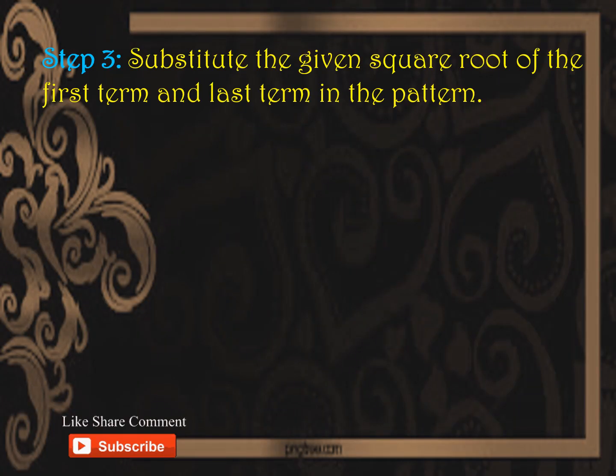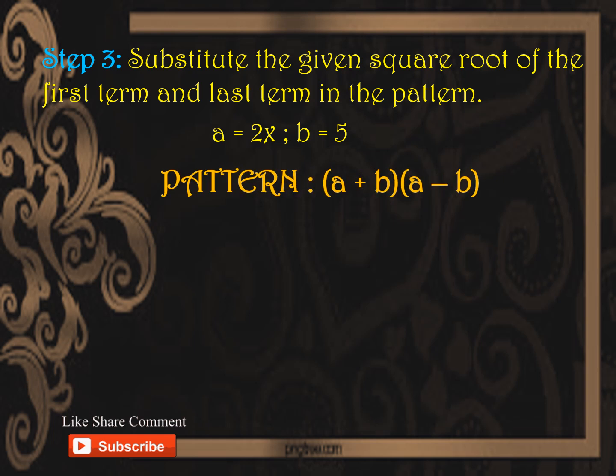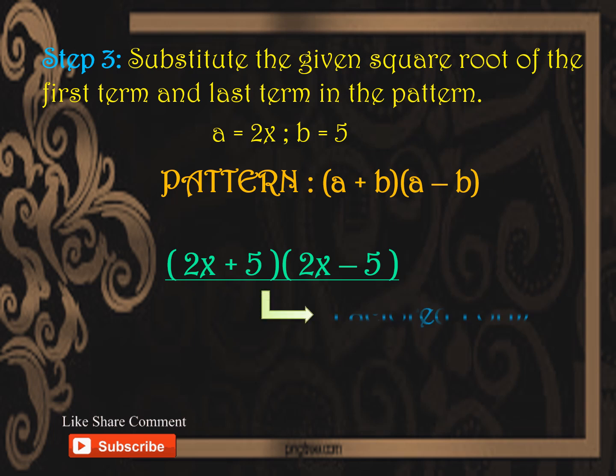Step 3, substitute the given square root of the first term and the last term in the pattern. So we have a equals 2x and b equals 5. So therefore, our answer is quantity 2x plus 5 times quantity 2x minus 5. So that is the factored form of 4x squared minus 25.